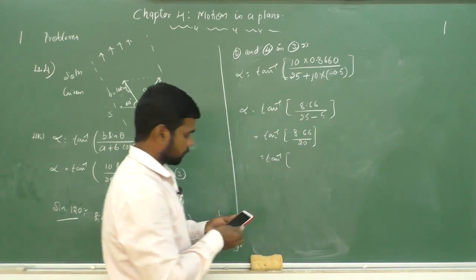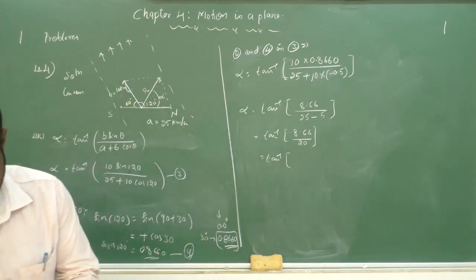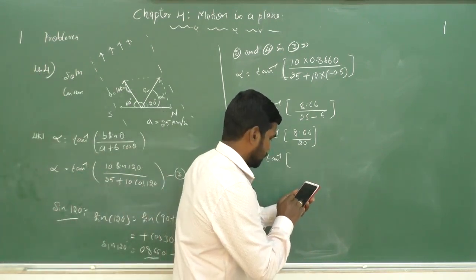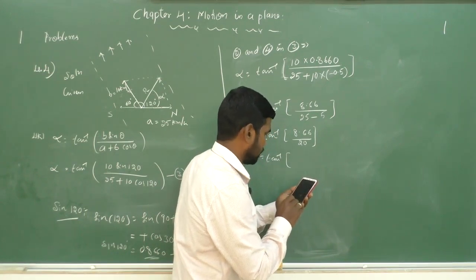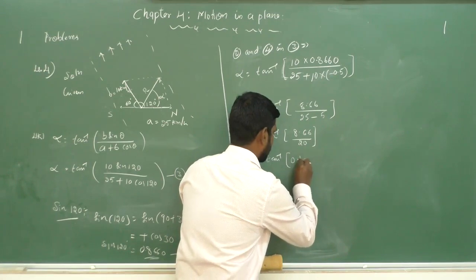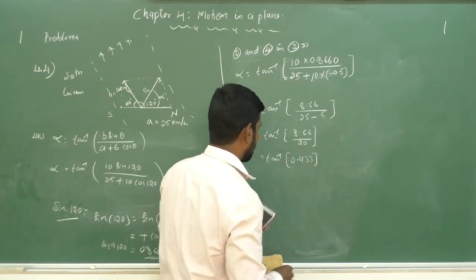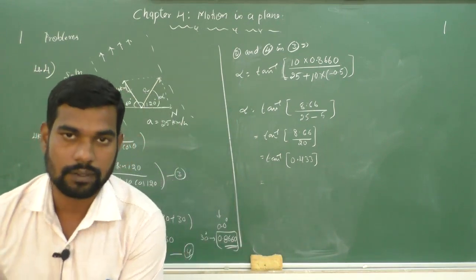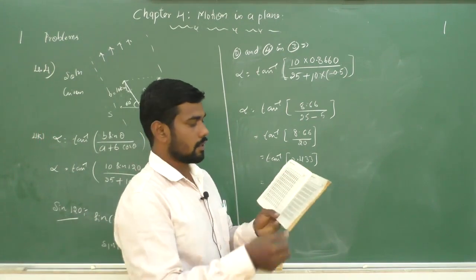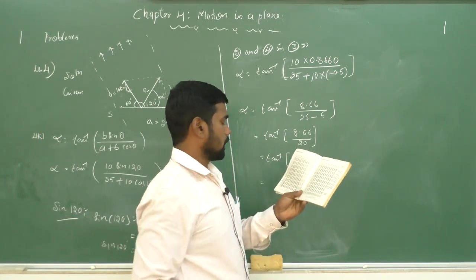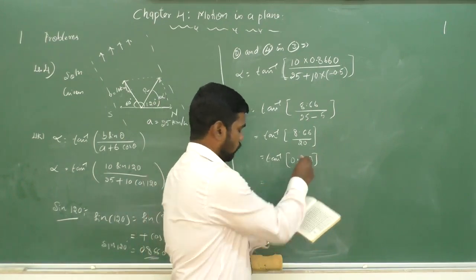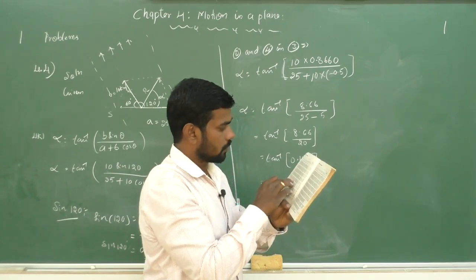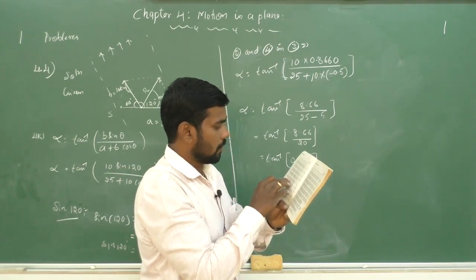What is the value? 8.66 divided by 20, here it is 0.433. We will get 0.433. Here we need to find out the tan inverse value. How to find out the tan inverse value? Yesterday, in the previous session, we have done that. The value is tan inverse of 0.433, I am going to search here.